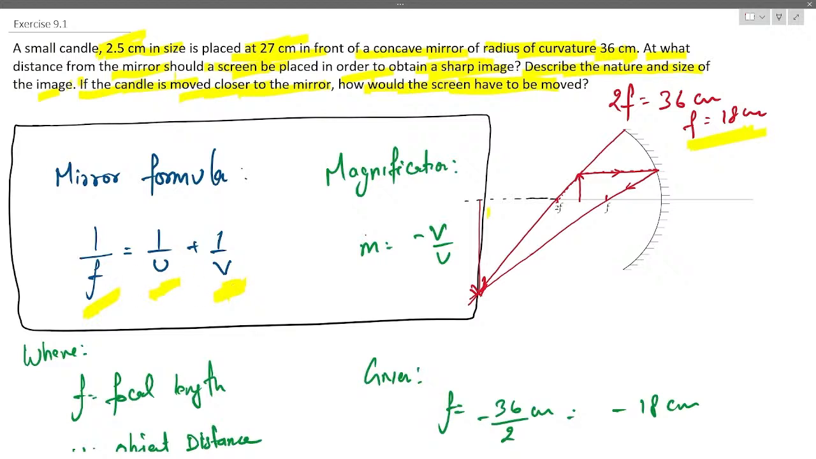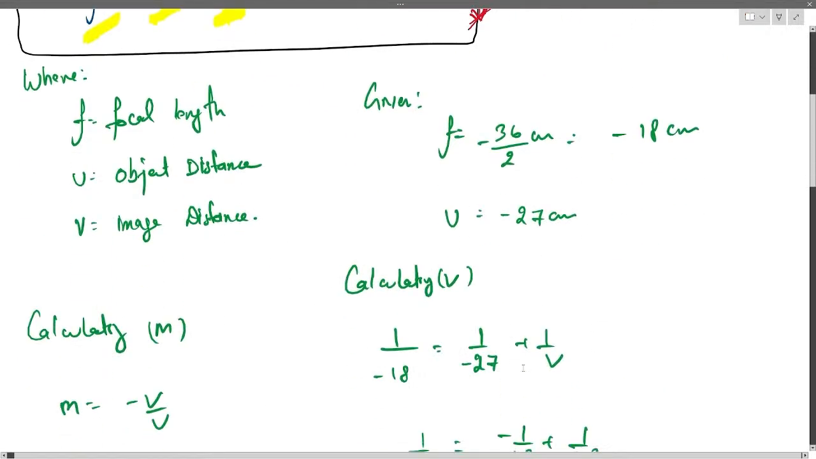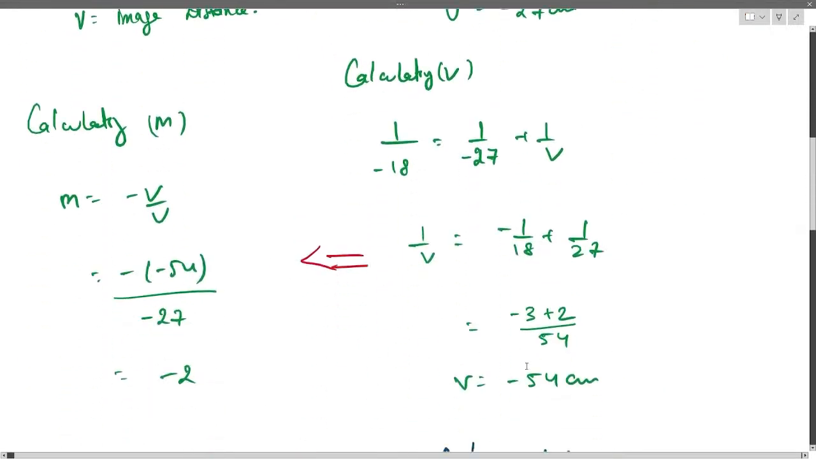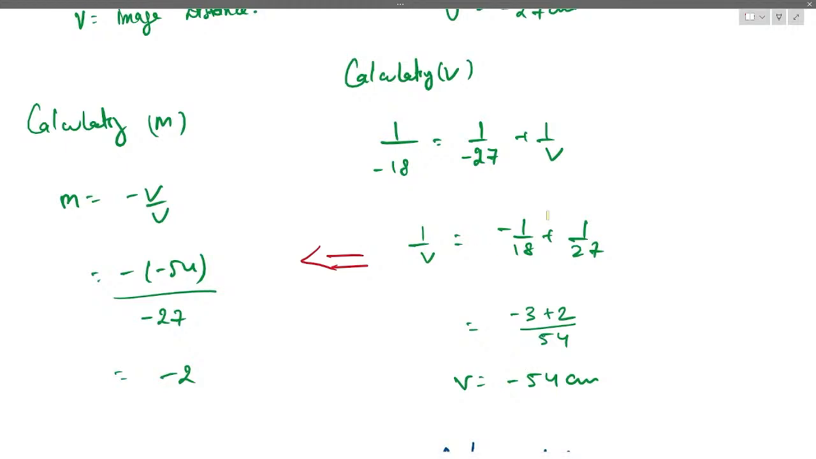After we get the value of v, we can use it in the formula of magnification. Magnification is given by minus v by u, where v is the image distance and u is the object distance. So let's calculate the value of v first. Substituting the values of u and f in this equation, we get v equals minus 54 centimeter. That is, the image is on the same side of the mirror as the object, because it is negative in magnitude.